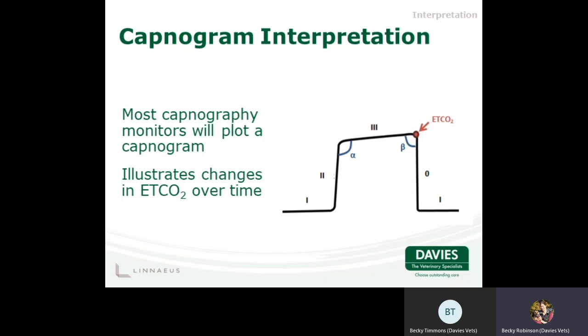So in terms of how we can actually interpret our capnograms, most of the capnography monitors don't just give us a number for our end-tidal carbon dioxide. They also plot a capnogram, which is basically an illustrated version of the changes in our carbon dioxide over time. And as I say, we can gain quite a lot of information by looking at the shape of this capnogram, as well as just looking at the numbers that we can see.